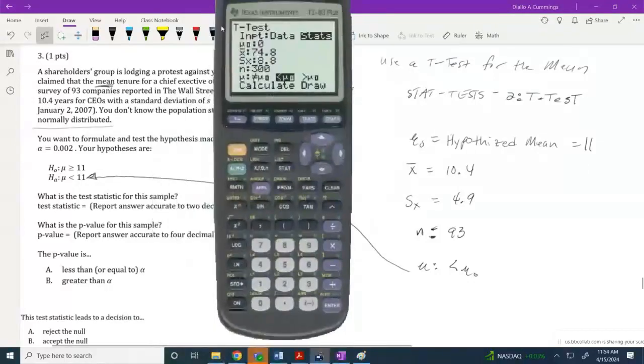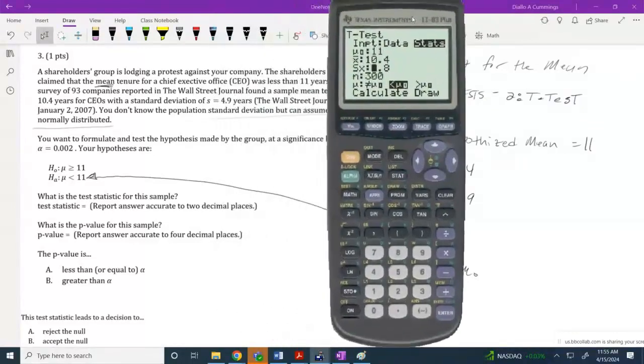All right, so let me put all of this stuff into the calculator. So we're using the t-test, we're using statistics. Mu sub 0, again, that's the hypothesized mean, which was 11. X bar, that's the average from our sample, that's 10.4. S sub x is the sample standard deviation, which is 4.9. N, that's the sample size. We surveyed 93 companies. And we're going to use the less than inequality because we're basing that on the alternative hypothesis.